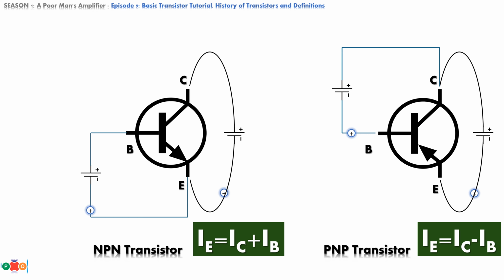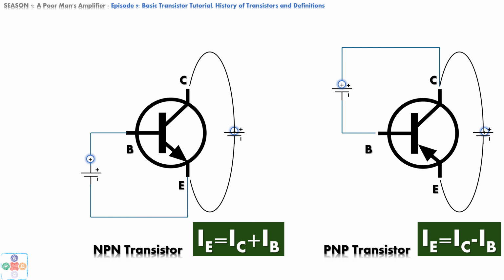So, for PNP transistor, we can say that the function of the collector terminal is to split current into two separate flows, one that will exit the transistor through the base terminal, and the rest of the current, that will exit the transistor through the emitter terminal. Hence, the famous PNP transistor formula: the emitter current is equal to the difference between the collector and the base current.